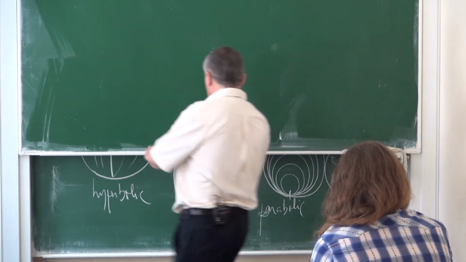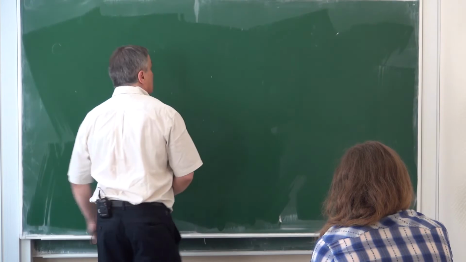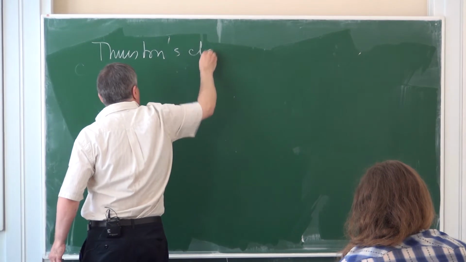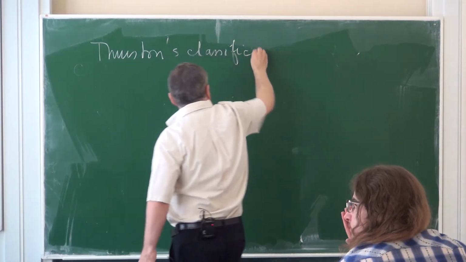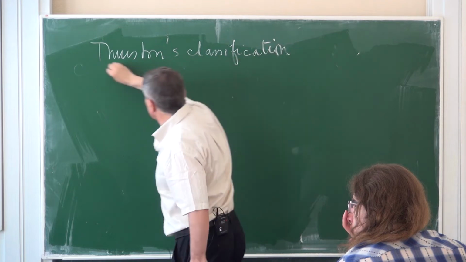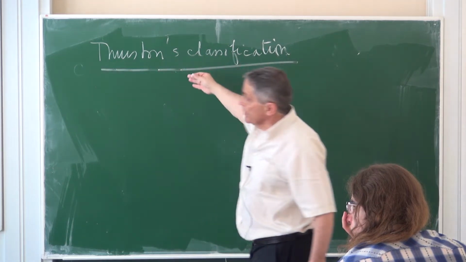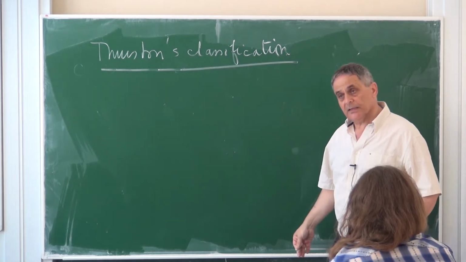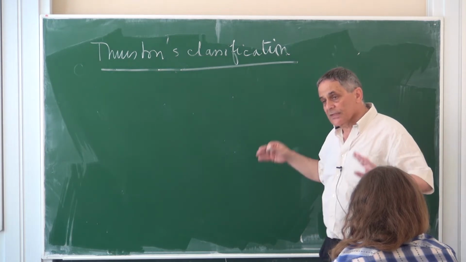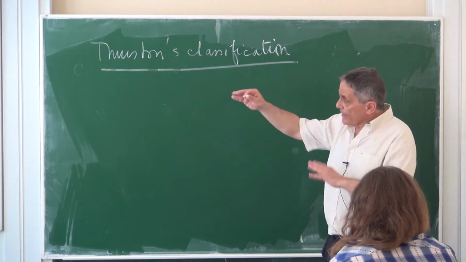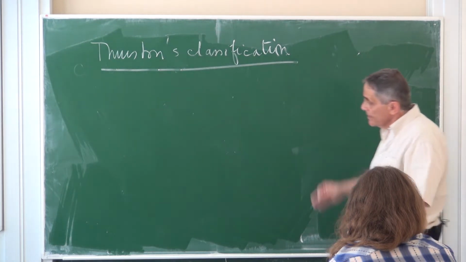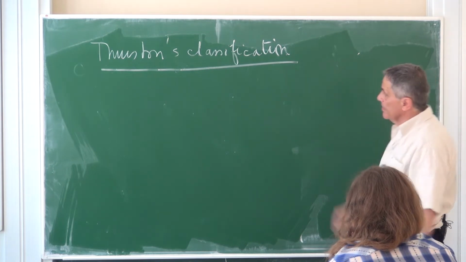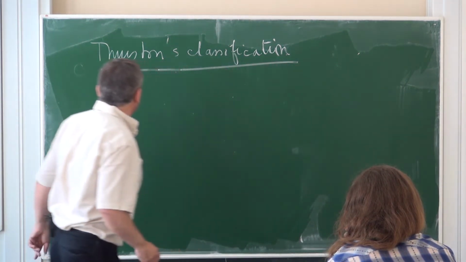So, Thurston's classification. In principle, this classification is distinct from the one using the translation distance, right? It has nothing to do with a metric. And our goal is to explain the intersection between the two, the topological classification and the metric classification. So let me say now a few words about Thurston's classification.